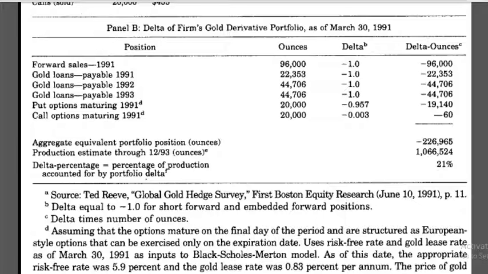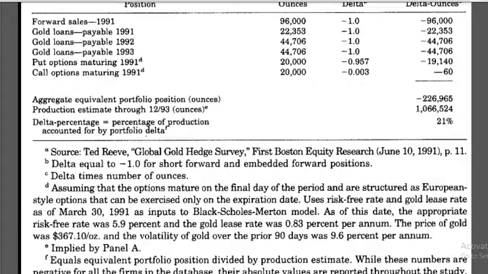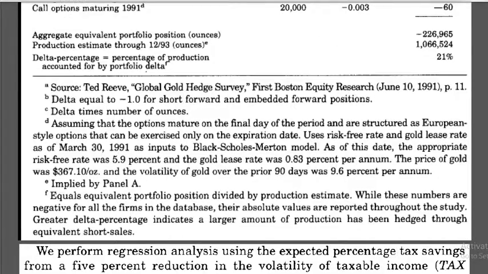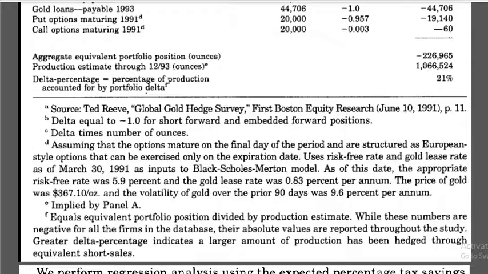Delta B equals -1 for short forward and embedded forward positions, and C here is delta times number of ounces, to get a net number of ounces, because we need to divide by the total number of ounces. Okay, let's see what else we have.